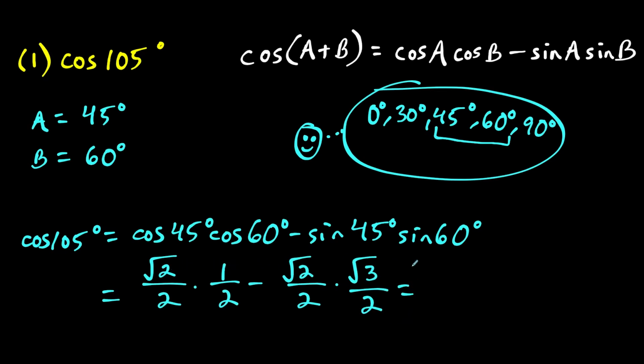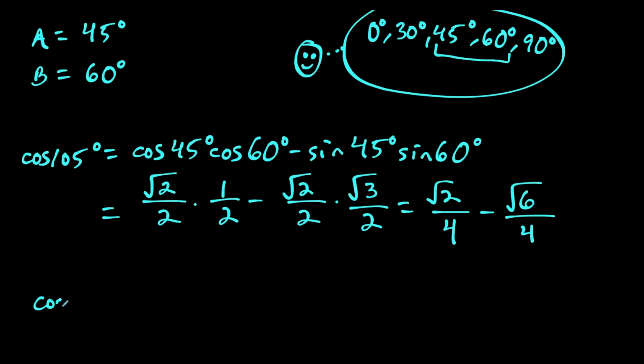Square root 2 times 1 is square root 2. Over 2 times 2 gives us 4. So we're just multiplying the fractions together before we subtract. And then square root 2 times square root 3 is going to give us square root 6. Over 2 times 2 is 4. So then we're just going to write this as one expression. So if we combine this all, we can say cosine of 105 degrees is equal to square root 2 minus square root 6 all over 4.